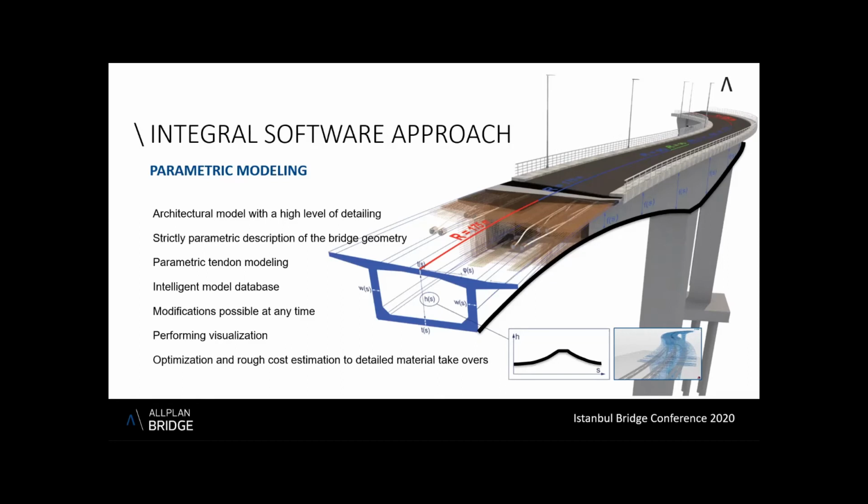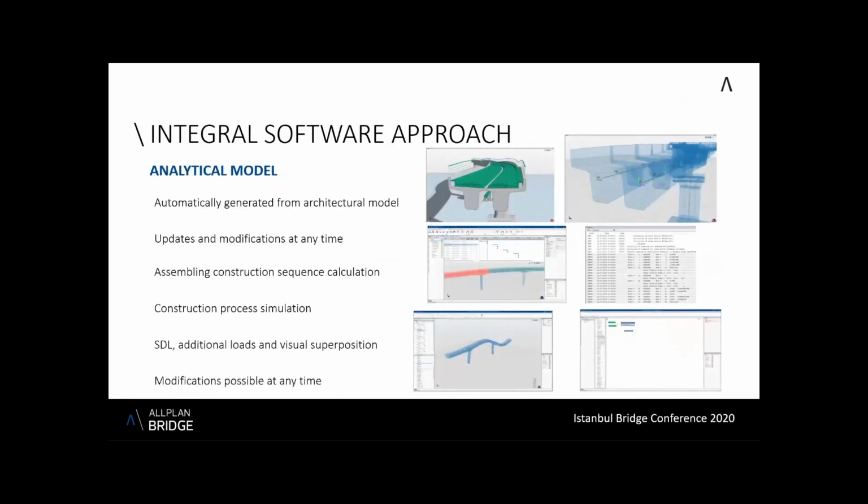This parametric modeling doesn't just include, let's say, the main girder of the bridge, only the body. It includes parametric tendon modeling. It has an intelligent model database. Modifications are applied to all objects of the model. And of course, it also performs visualization of the model. Once we create this geometrical model, the heart of the solution, we can use this data to create a mathematical model to allow structural analysis in accordance with accepted calculation methods, easily derived at any point. For example, a suitable computation model in accordance with beam or finite element theory is automatically generated from the architectural model.